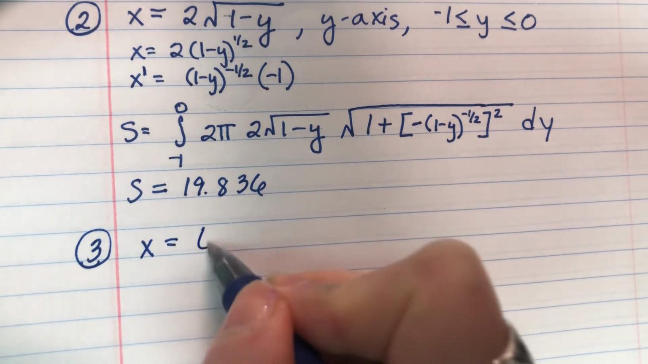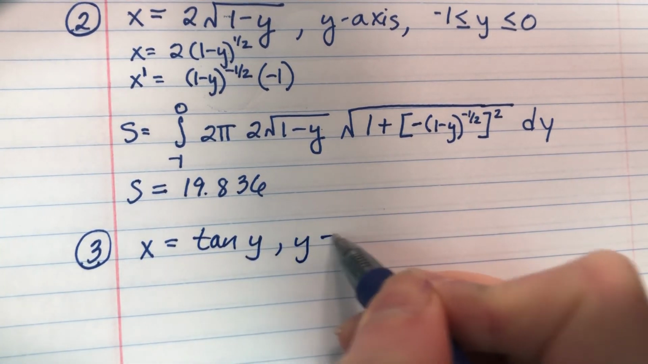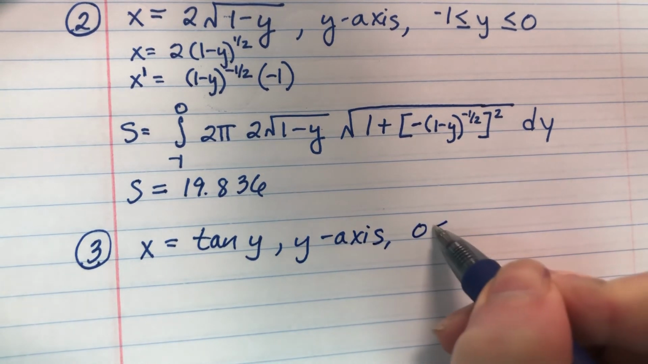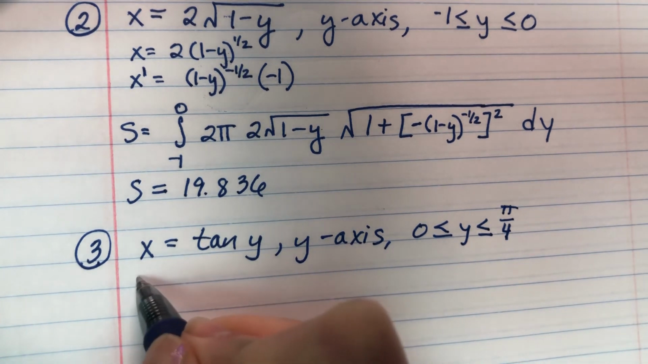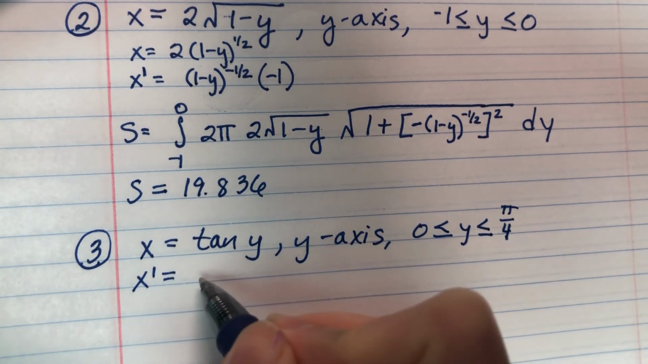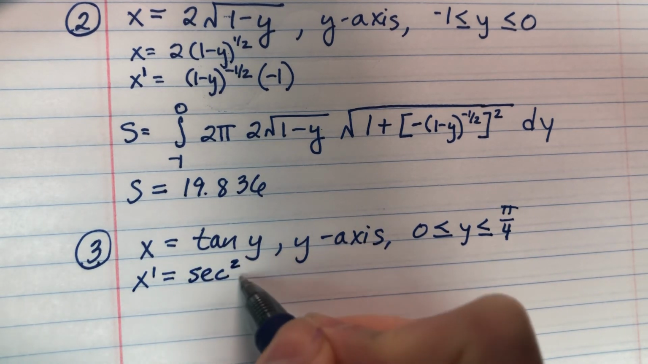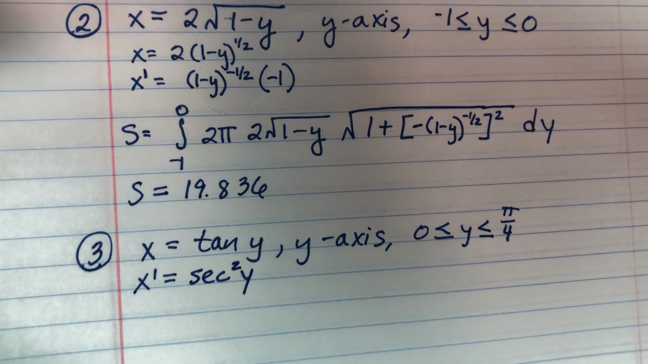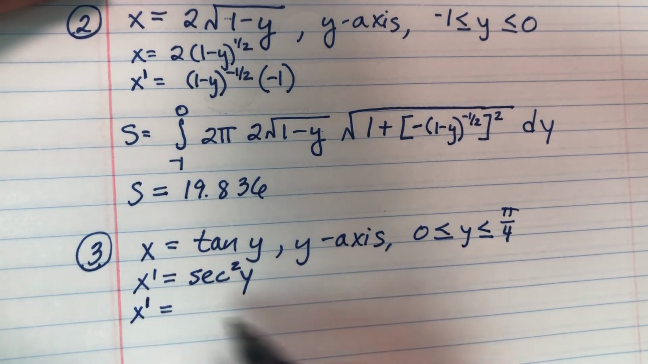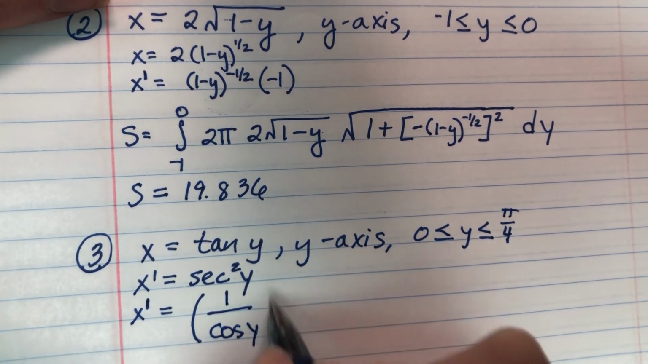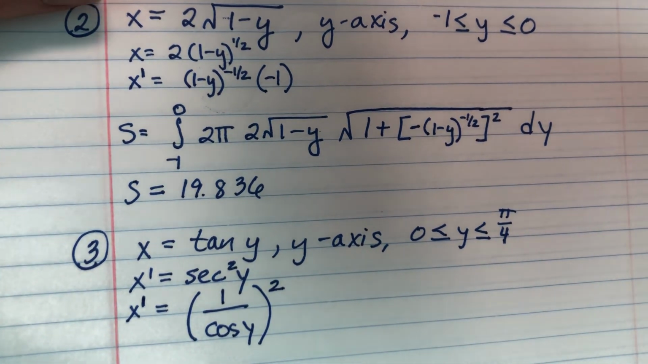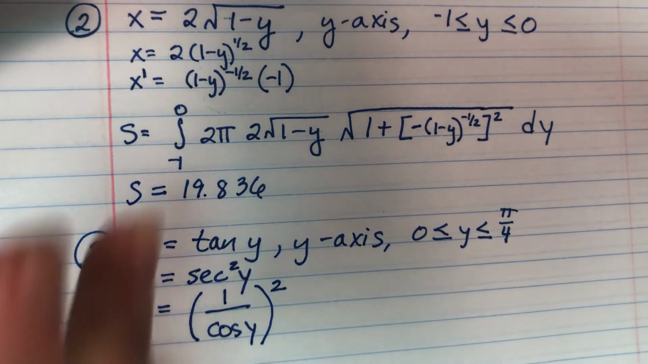X is equal to the tangent of y. We're going around the y-axis, and we're going to use y values from 0 to pi over 4. So first, the derivative of tangent of y would be secant squared of y. Now, since this is a calculator problem, I want you to consider the fact that you do not have a secant button on your calculator. So how would we enter that in the calculator? We're going to have to use an identity from pre-cal, right? The secant is 1 over the cosine, and that's all squared. So that's how we'll have to enter it in the calculator.